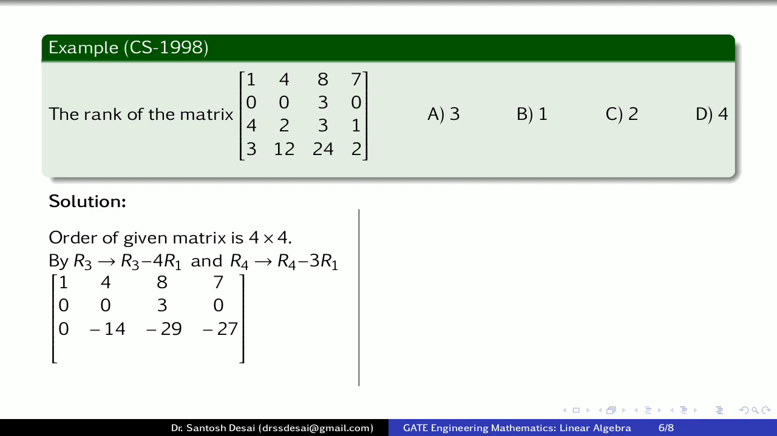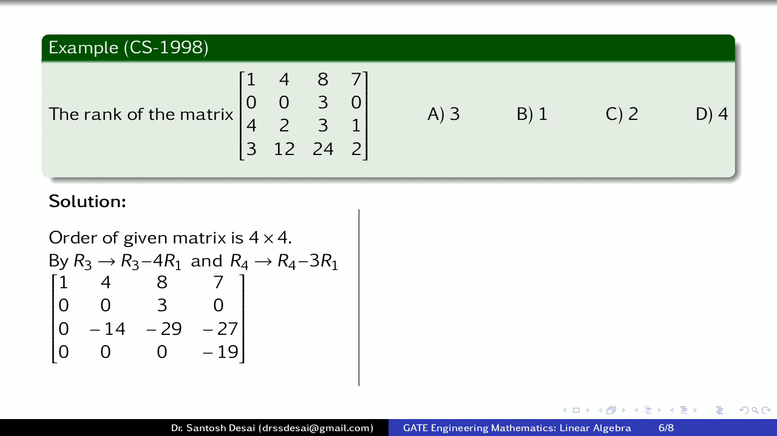So the first element is 3 minus 3, that is 0. Then 12 minus 12, that is again 0. Then 24 minus 24, this is again 0. And the last element is 2 minus 21, that is equal to minus 19. So you will get this matrix.